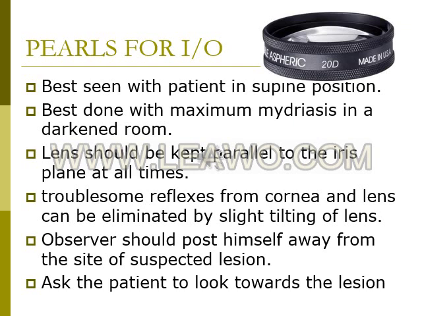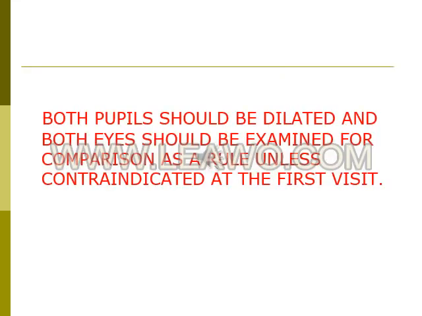Tips for indirect ophthalmoscopy. It is best done with the patient in the supine position, with maximum mydriasis in a darkened room. The lens should be kept parallel to the iris plane at all times. Troublesome reflexes from the cornea and IOL can be eliminated by slight tilting of the lens. The observer should position himself away from the site of the suspected lesion and ask the patient to look towards it. A very important point: both pupils should be dilated and both eyes should be examined for comparison as a rule, unless contraindicated at the first visit.